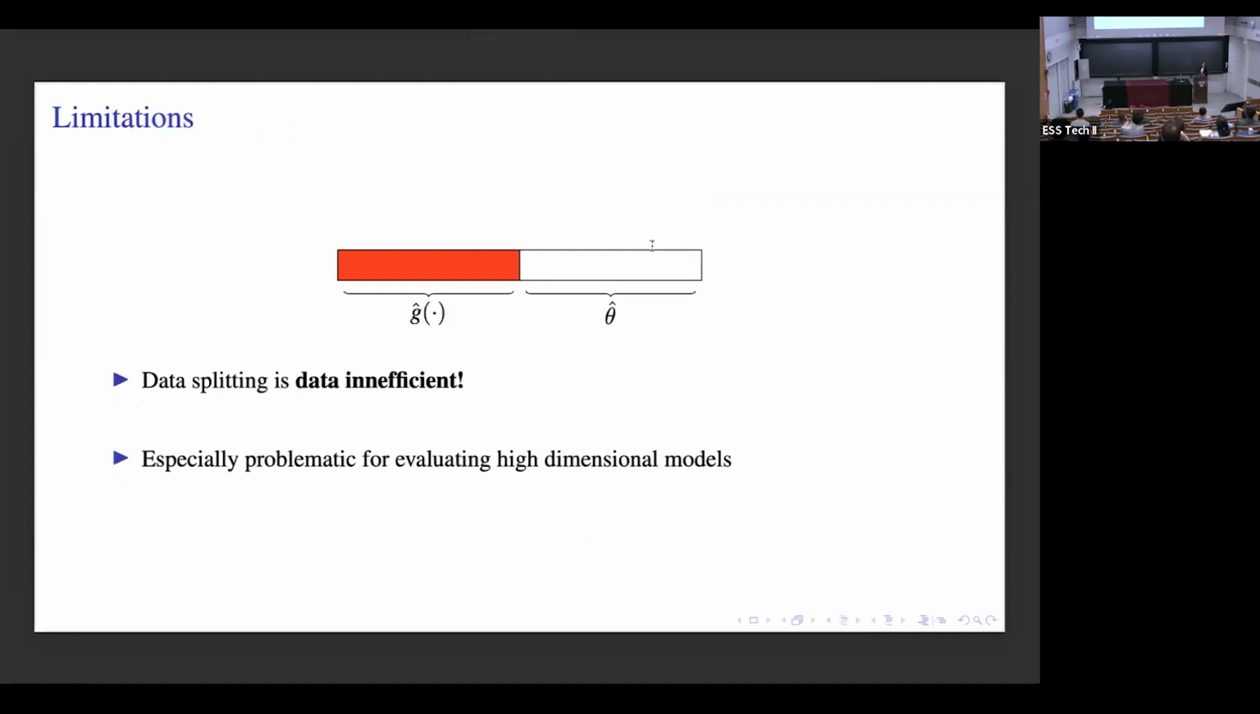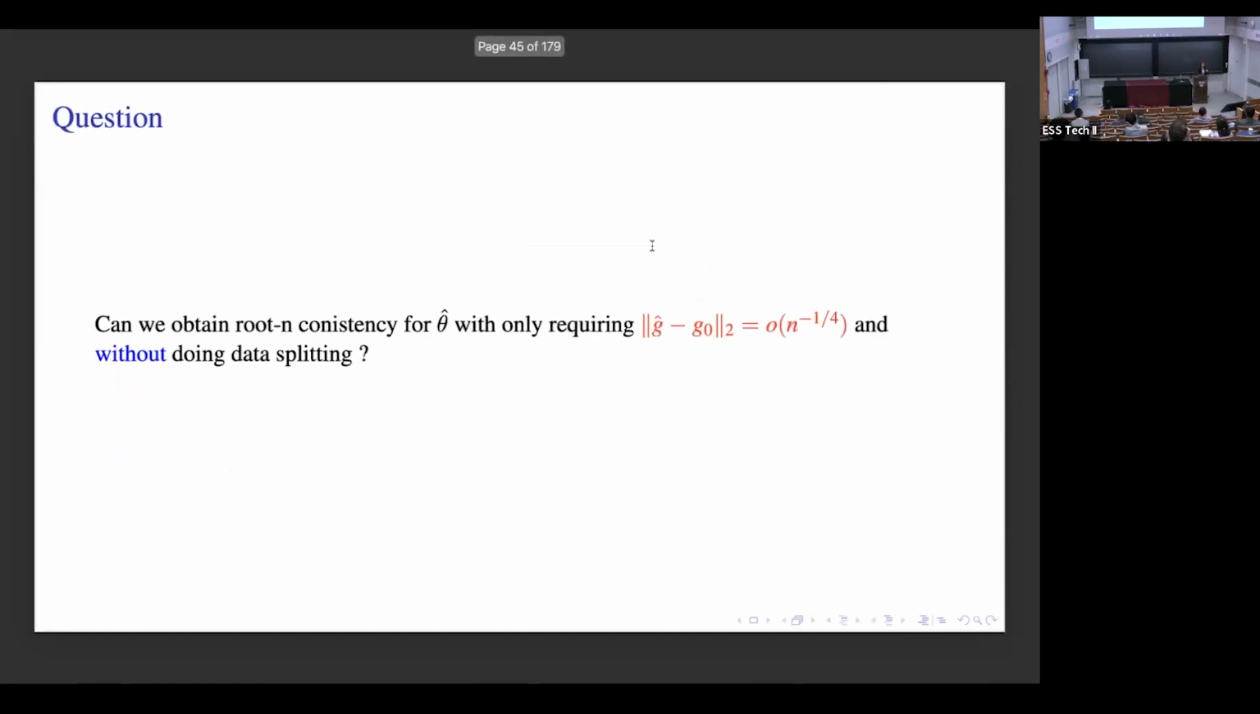The problem with this is that splitting your data into two is kind of data inefficient. You're wasting some data, especially since you would like to be able to train your nuisance parameter, which might be high dimensional or infinite dimensional, on your entire data set. And so the natural question you might ask is, do we really have to split our data into two? Or in other words, can we still guarantee all the nice theoretical guarantees we want about learning our target parameter without requiring data splitting?